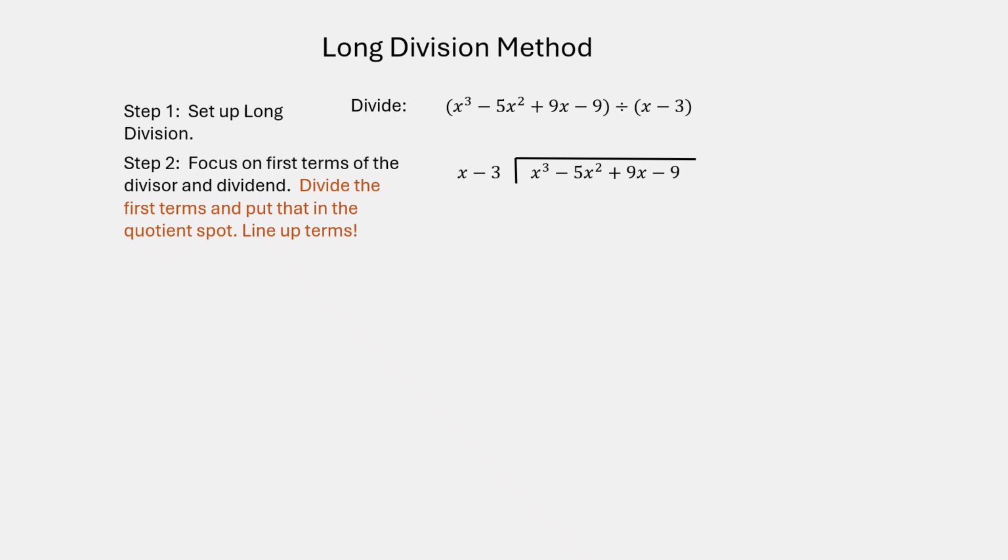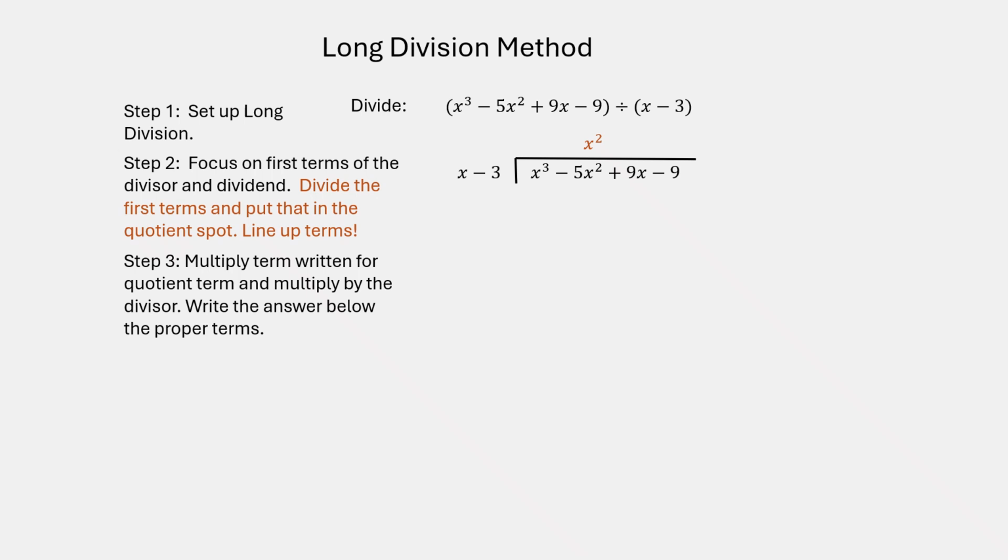We need to see how many x's it'll take to get an x cubed. So x cubed divided by x is x squared. So we will take that x squared, write it on top. That's where our quotient goes. And then what do we do? We take x squared, multiply it by x minus 3, take that product and write it underneath the dividend. Once we have that written, we do like we do with numbers, and you subtract down. So you will subtract down, and once you get that answer, bring the next item down.